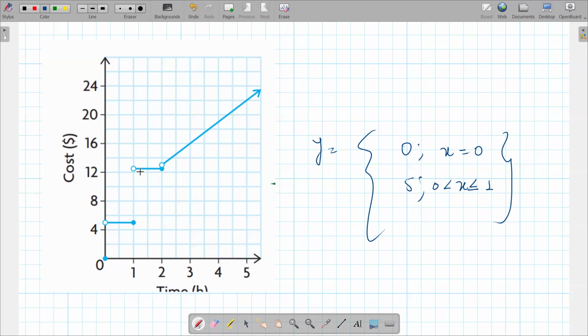Let's move on to the third. I'm going to say that's a y value of 13. So that's between 1 and 2, right? Yeah. 2 is inclusive, 1 is not inclusive. And now for the final one. What about the final one? How do we come up with an equation for that one?